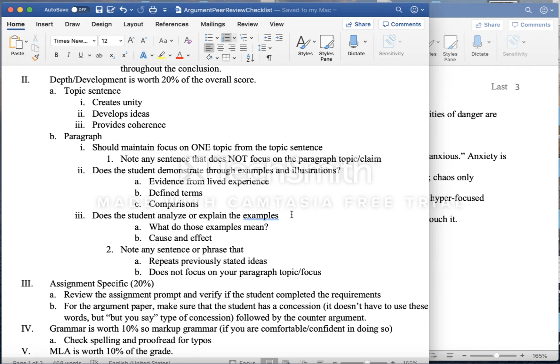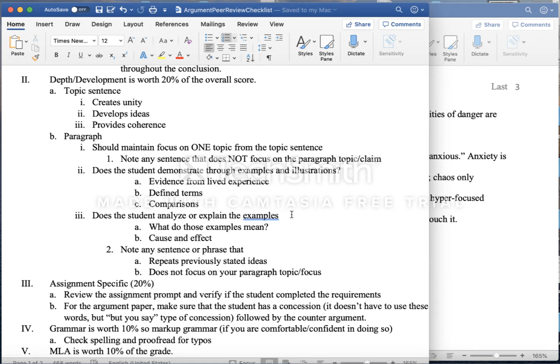And if you are reading somebody's paper and you don't understand the connection between their example and their topic, all you have to do as the critiquer is say, I don't understand. It's their job to fix it, not yours. You're just pointing out that this example needs more explanation. So part of that analysis or explanation is, what does the example mean? It may be cause and effect. It may be a comparison, but make sure that's explicit on the page for the student.